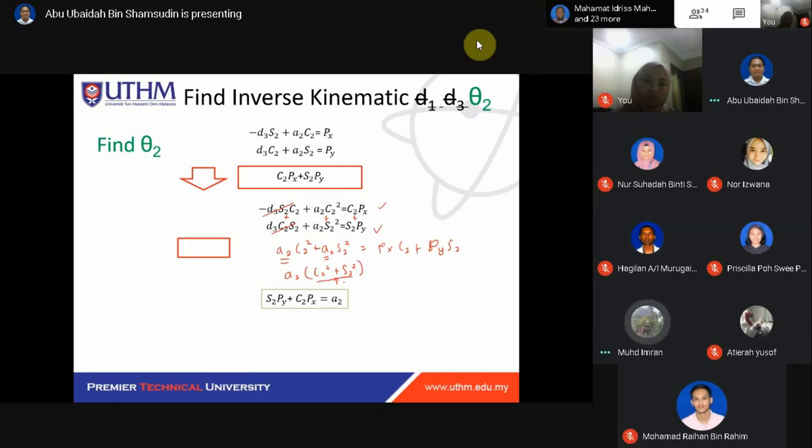Trigonometric identity, doktor. Dia sama dengan? Satu. Yes, good. So this one is equal to 1. So we will get A2 is equal to Px C2 plus Py S2. Okay, so nice. Sikit lagi. So this one maybe we can solve using the trigonometry solution. Okay.